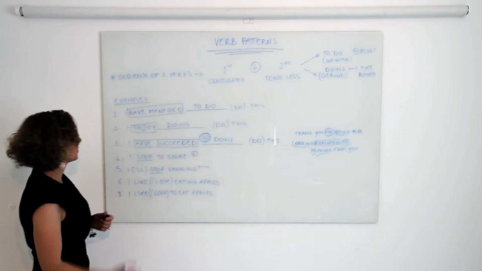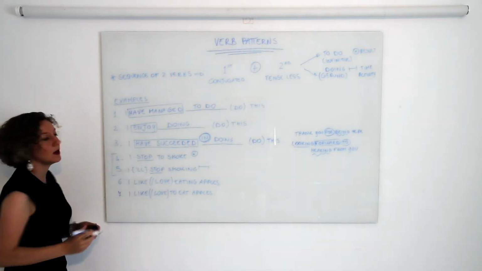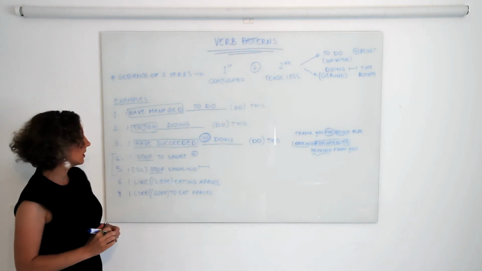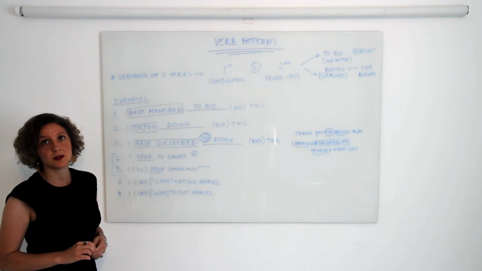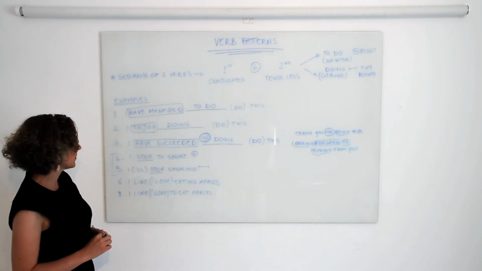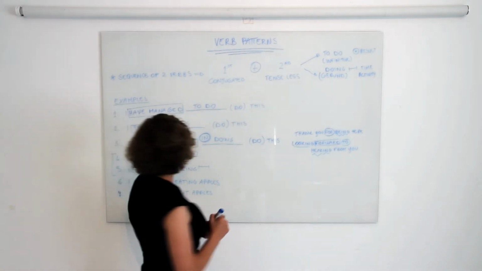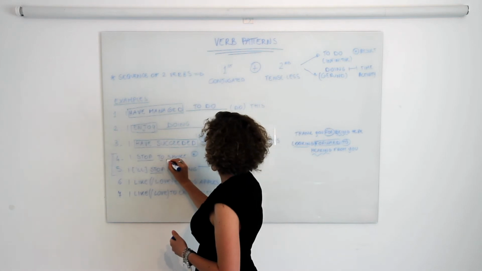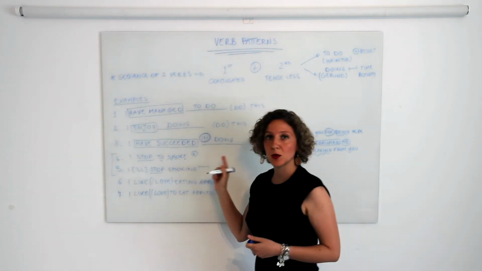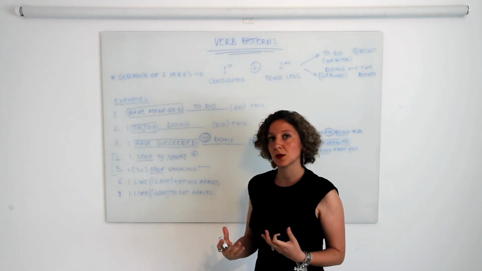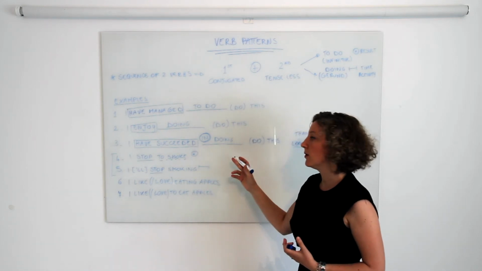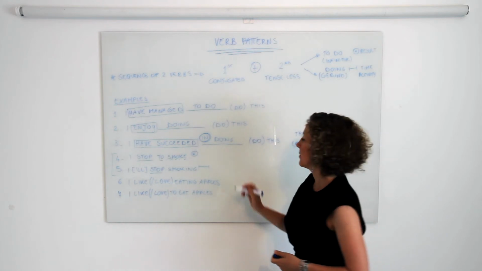And this is the case with number 4 and number 5. I stopped to smoke and I stopped smoking. Two completely different sentences from the point of view of meaning. Why so? Because I stopped to smoke. This is a result which I mean to achieve, and it means that I interrupt whatever I'm doing with a view to smoking, and that's my purpose.